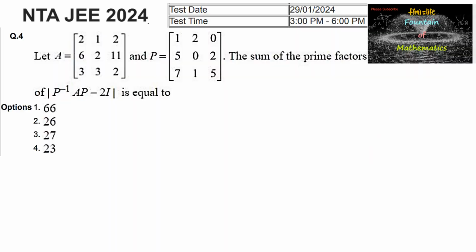Let A be the matrix [2 1 2; 6 2 11; 3 3 2] and matrix P be [1 2 0; 5 0 2; 7 1 5]. Then the sum of the prime factors of the determinant of P inverse A P minus 2I is equal to. So here we can write determinant of P inverse into A into P minus 2I.